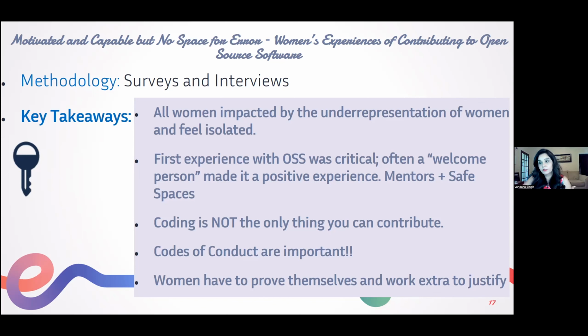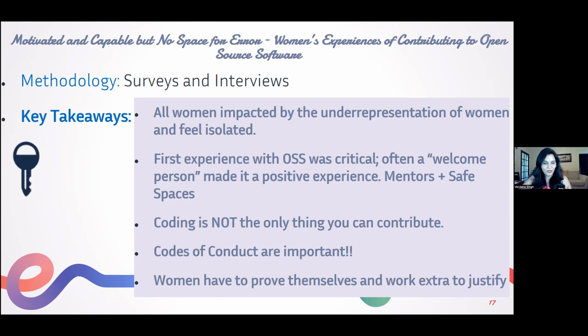Another thing that came out is that they were very expressive about it, and also their own career track record showed that coding is not the only way in which you can contribute to open source software. So there are other things that women are doing: documentation, translation, user experience, different types of things that they're doing, and they all should be options available.